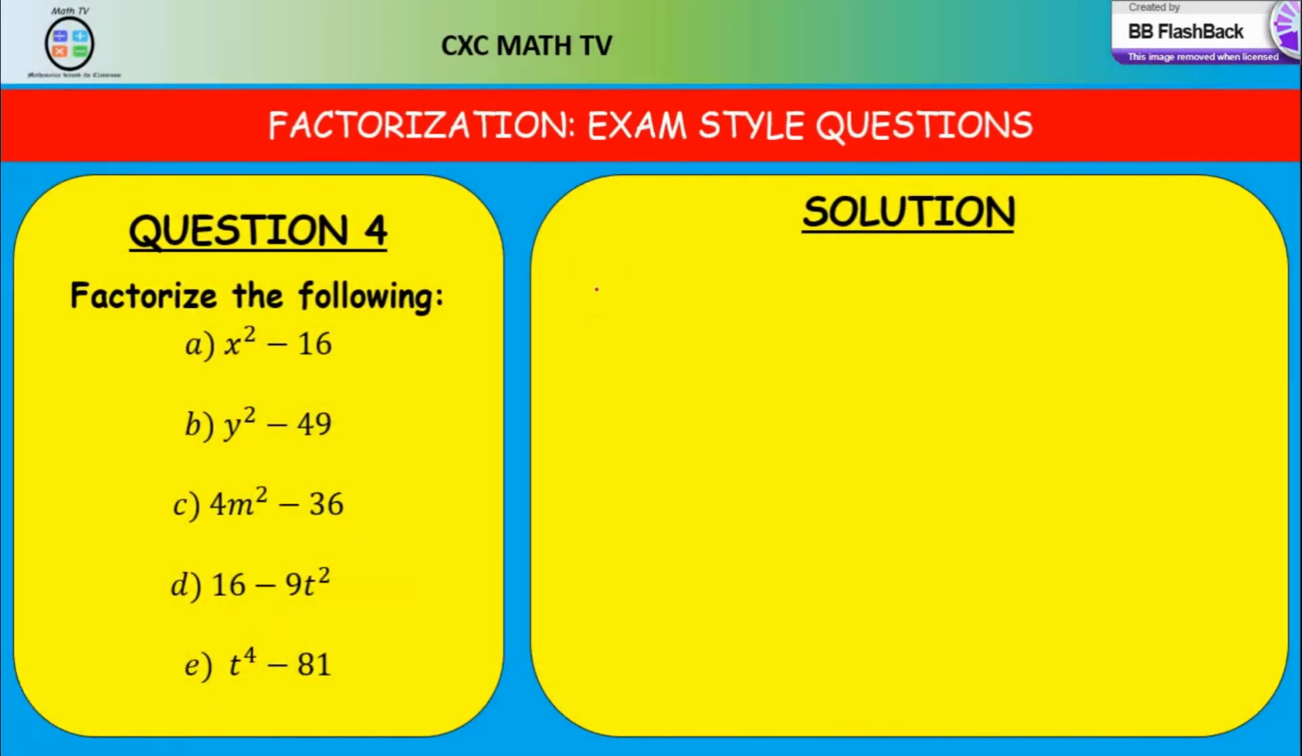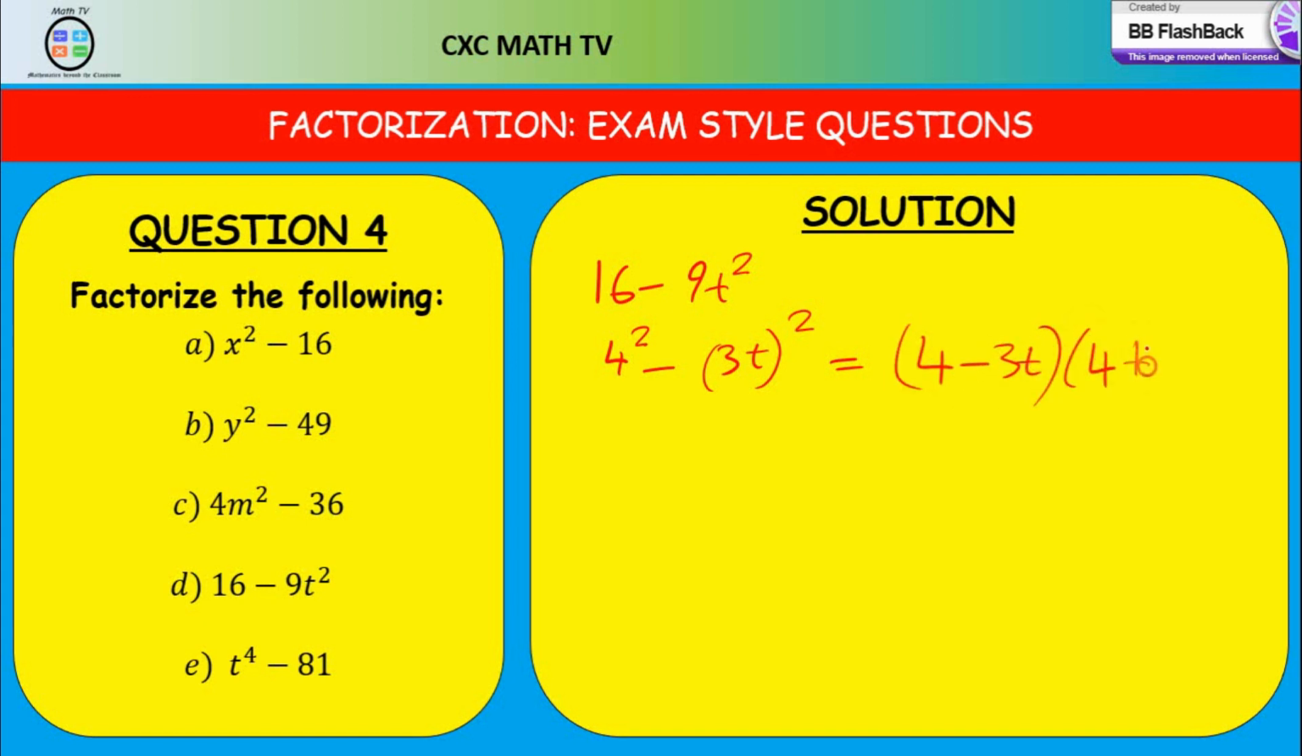Part D, you have 16 minus 9t squared. That is now, 16 is 4 squared, and 9t squared, remember, is 3t all squared. So this is now (4 minus 3t) times (4 plus 3t). And we're done. Nice.